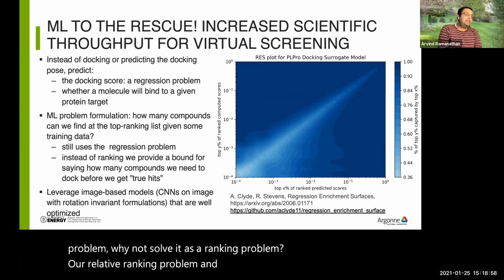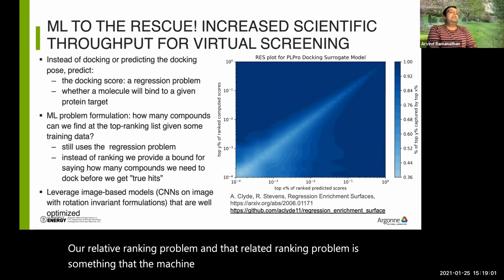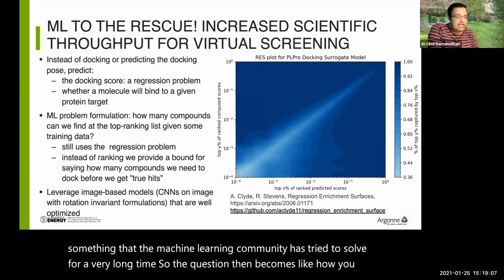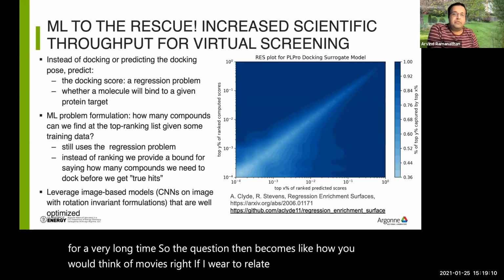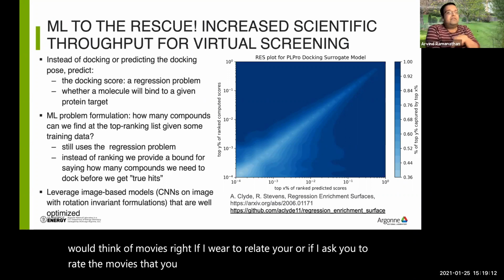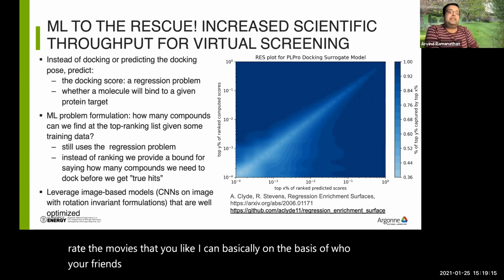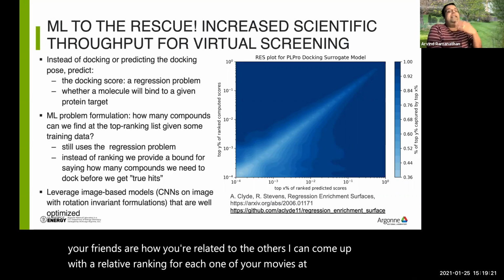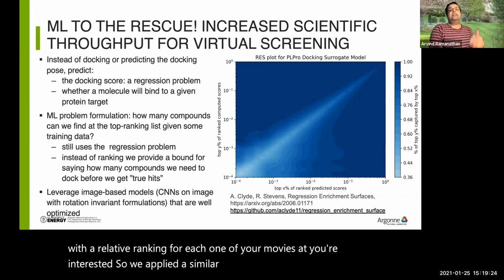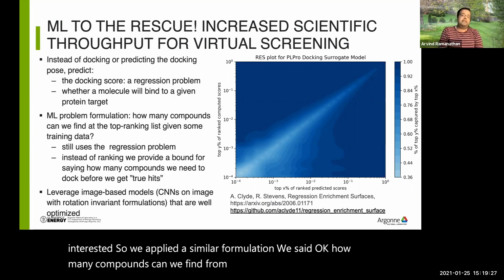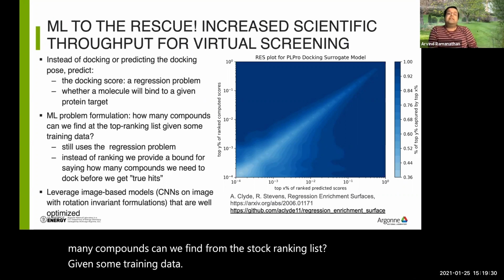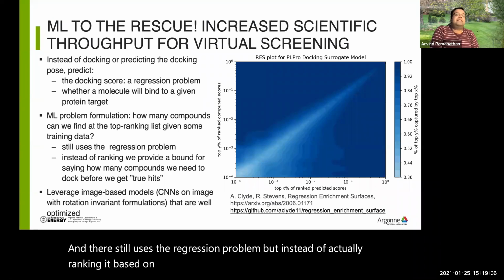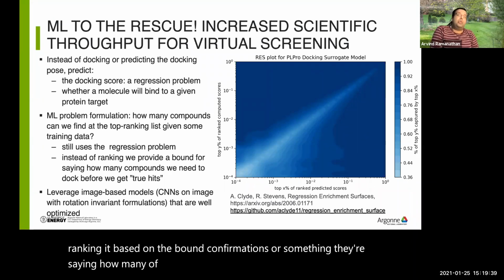That relative ranking problem is something the machine learning community has tried to solve for a very long time. Think of how you would approach movies, right? If I ask you to rate the movies that you like, on the basis of who your friends are or how you're related to others, I can come up with a relative ranking for each of the movies you're interested in. So we applied a similar formulation. We asked how many compounds we can find from the stock ranking list given some training data. This still uses the regression problem, but instead of ranking based on the bound conformations, we are asking how many of these compounds can end up becoming true hits.